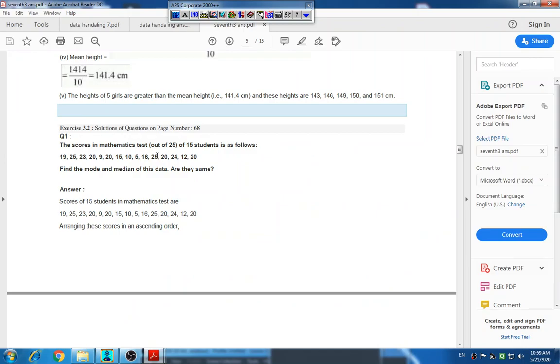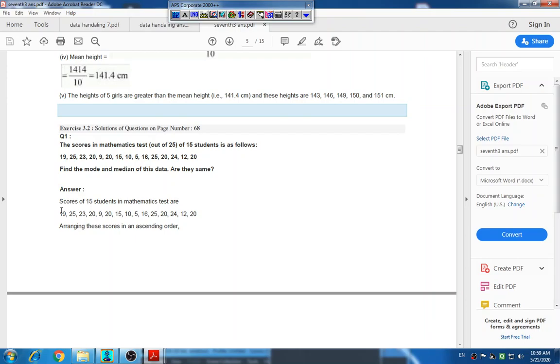Mathematics test scores of 25 students are as follows: 19, 25, 23, 29, 20, 15, 10, 5, 16, 25, 20, 24, 12, 20. Find the mode and the median of this data. Are they the same? Now look at here, scores of 15 students in a mathematics test are, and we are going to arrange this data in ascending order in this way: 5, 9, 10, 12, 15, 16, 19, 20, 20, 20, 20, 23, 24, 25.